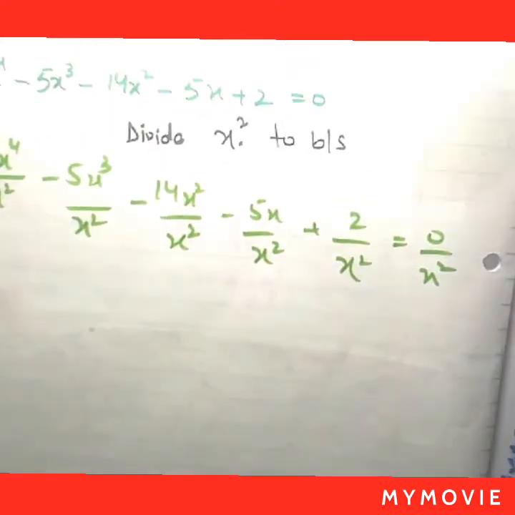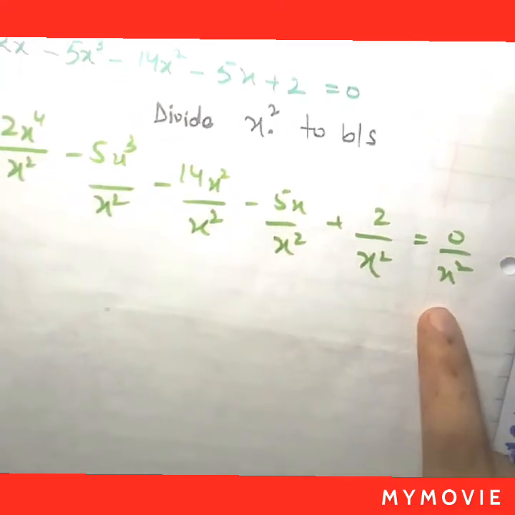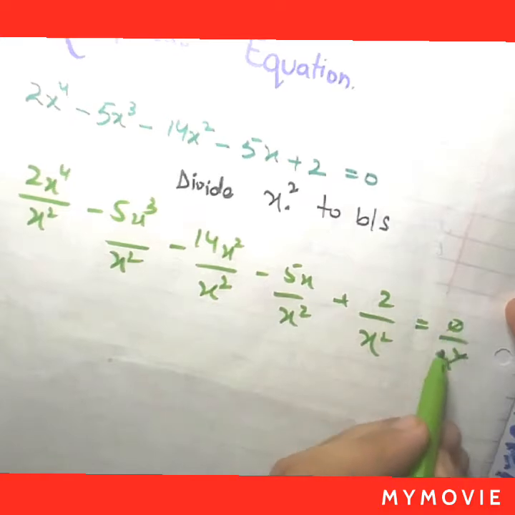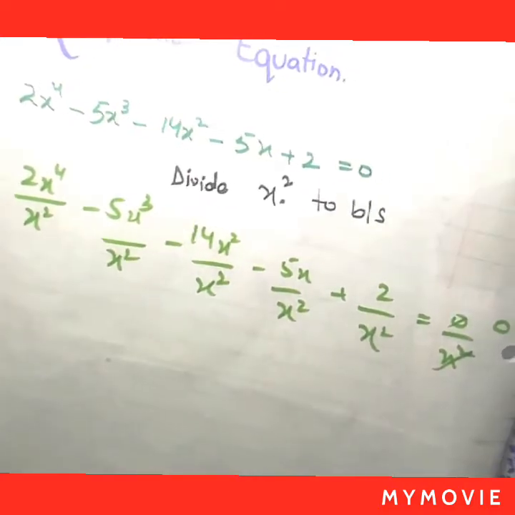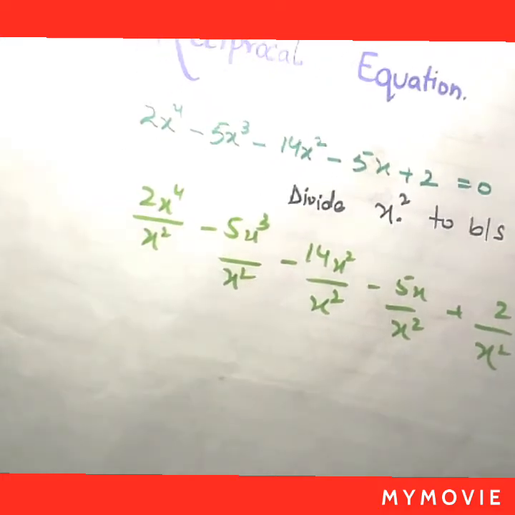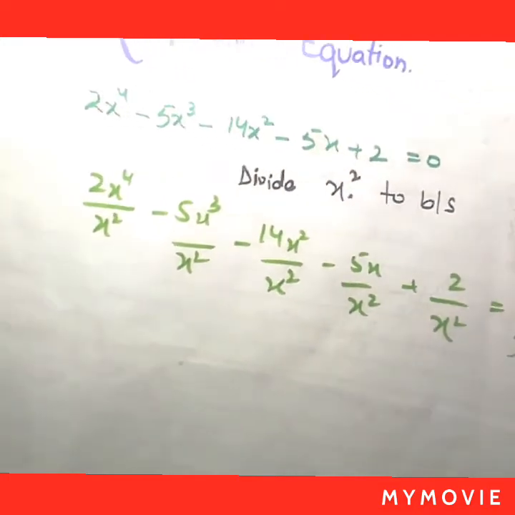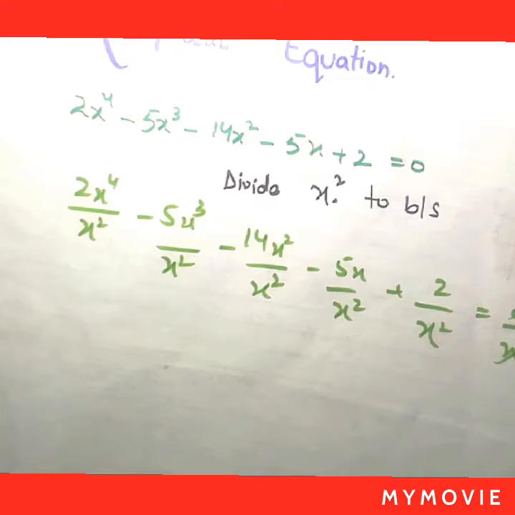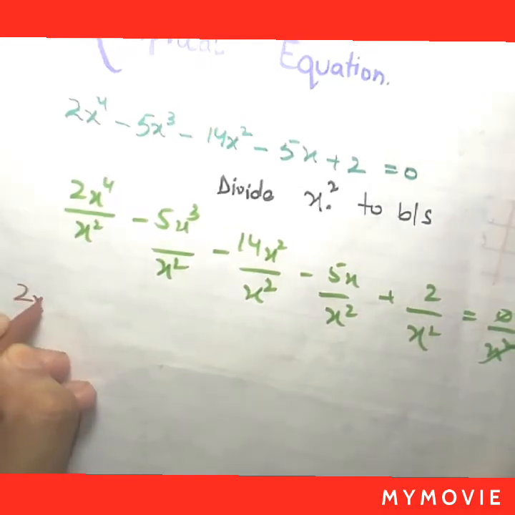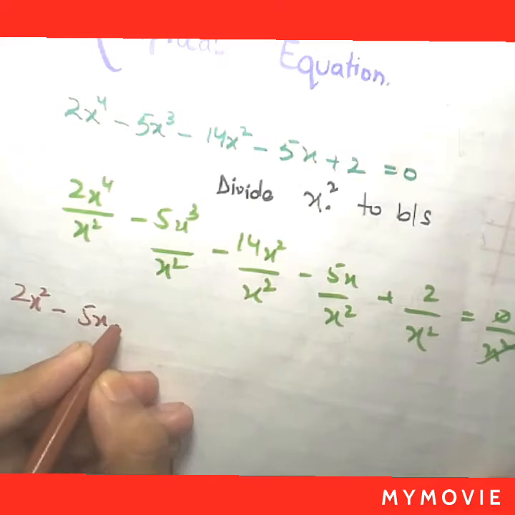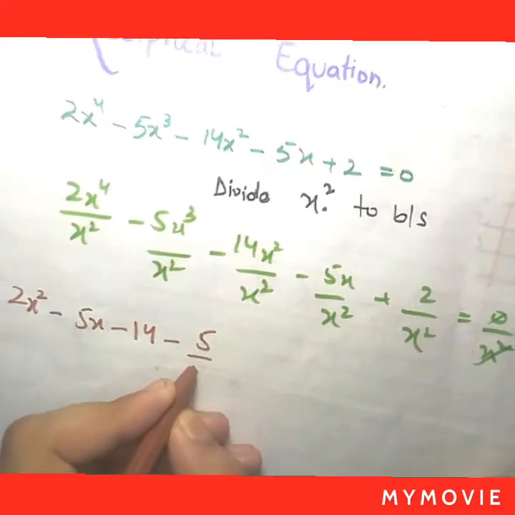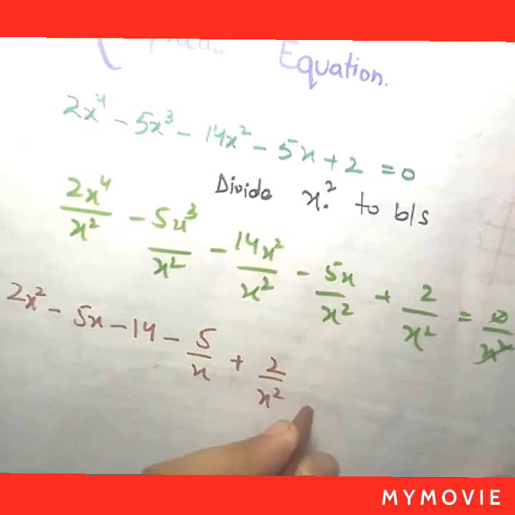And you know that anything divided by x square is not considerable, that's why 0. Okay, we cancel 0 to 0. 0 makes anything 0 when it is multiplied or divided. But 0 in the denominator is very considerable, and we have to abide by 0 in a denominator. First step is followed by us. Next step, cancellation. Cancellation gives us 2x square minus 5x minus 14 minus 5 by x plus 2 by x square is equal to 0.